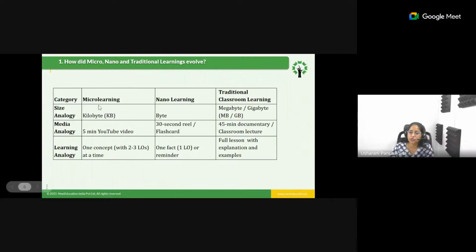When it comes to the size analogy, with respect to digital technology or databases, we speak in terminology like kilobytes, bytes, and megabytes. Micro learning is more like kilobytes. Nano learning is more related to bytes, and traditional classroom learning is more related to megabytes or gigabytes. When it comes to media, it is like the way you watch YouTube videos, or the TikTok video we have just seen.